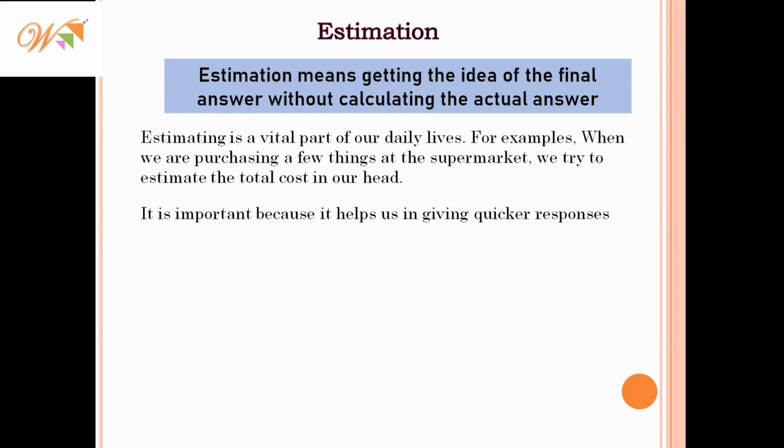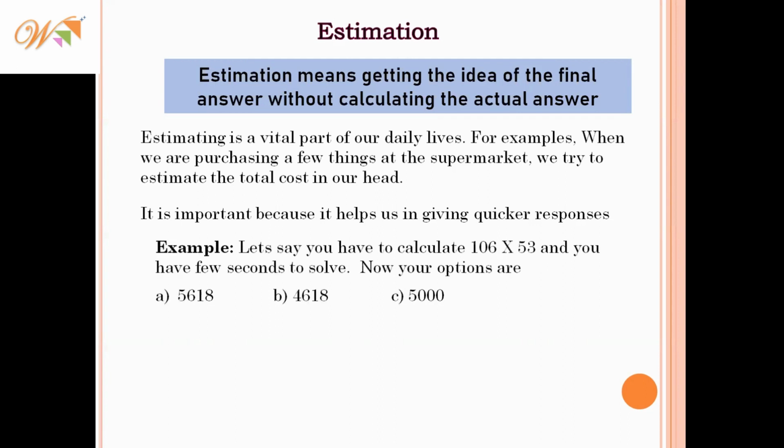Or we are going to the market, we just have a budget, right? So, when we have a budget, we just estimate, okay, today we might be buying things of 10,000, or we might have to spend 20,000 or 5,000, and we take that much money in our purse, or we arrange that much money before going to the market, right? And estimation also helps us in giving quicker responses.